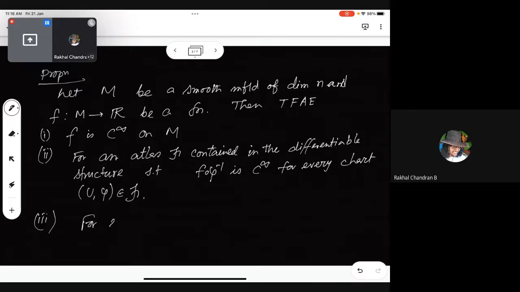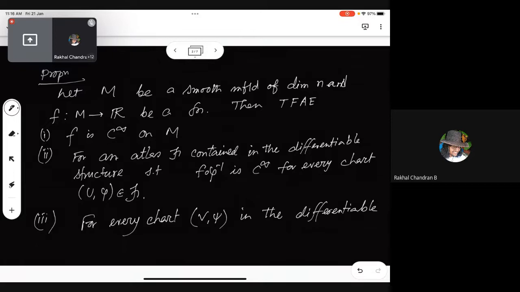Third, for every chart (V, psi) in the differentiable structure, f composed with psi inverse is smooth, or C infinity.